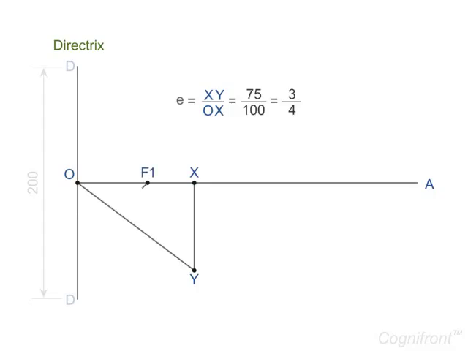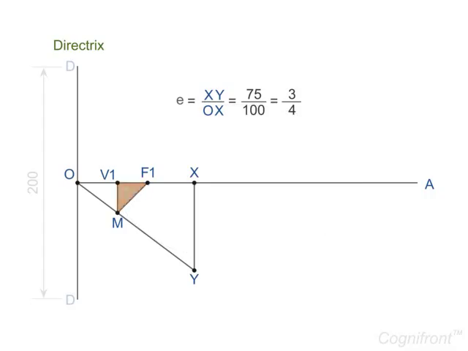From focus F1, draw a line at an angle of 45 degrees to meet the line OY at M. From M, draw a line perpendicular to intersect the axis OA at P1. P1 is one of the vertices of the ellipse.